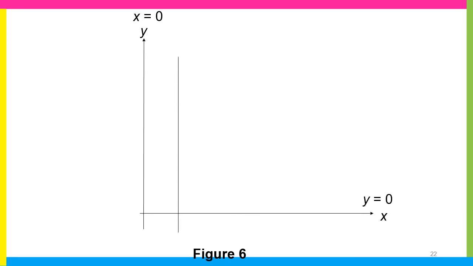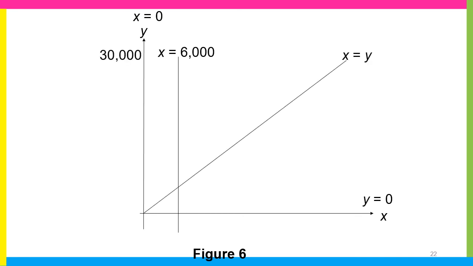points. So we have the first one, X more than or equal to 6,000. And then we also have X more than Y, or Y equal to X. It will be Y less than or equal to X. Okay, this is when X is more than or equal to 6,000.